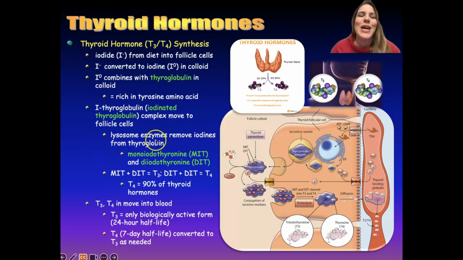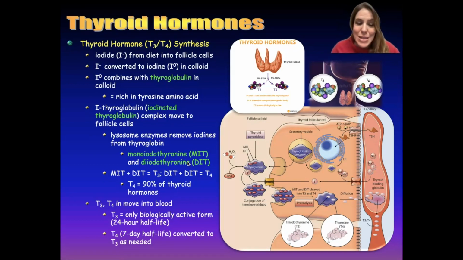So now we're going to take those iodine atoms off that protein, and they're going to come off in two different ways. So we're going to get some that are going to come off as monoiodotyrosine, or MIT. In other words, there's one iodine along with this compound called tyrosine, and some of them are going to come off as diiodotyrosine, or DIT, where there's two iodines connected to the tyrosine. And we're still not done yet. So this is all happening in the follicle cells.